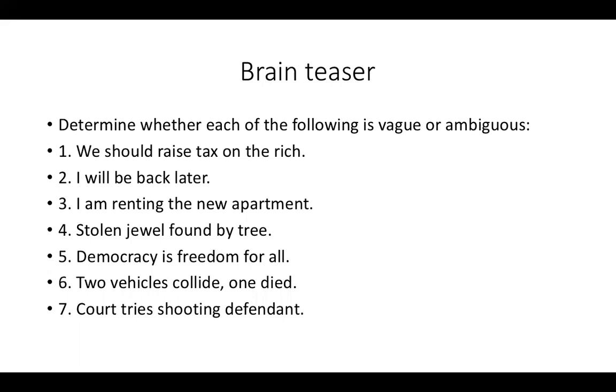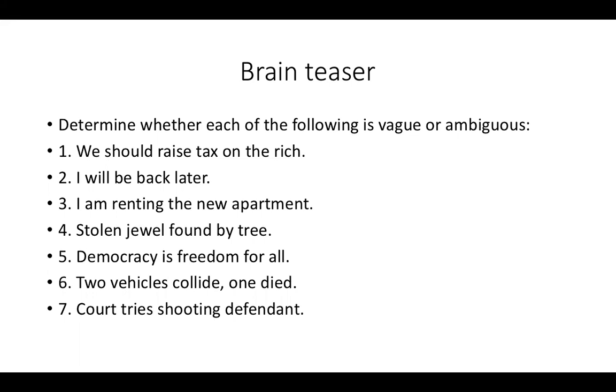Then statement 3, I'm renting the new apartment. The new apartment. There are billions of apartments all over the world. So no one has any idea what new apartment you're talking about. So that's vague. Statement 4, stolen jewel found by tree. That is ambiguous. It is ambiguous because there are two interpretations, there are two meanings. So is the stolen jewel found beside the tree? Or is it that the tree found a jewel as if the tree is a person?